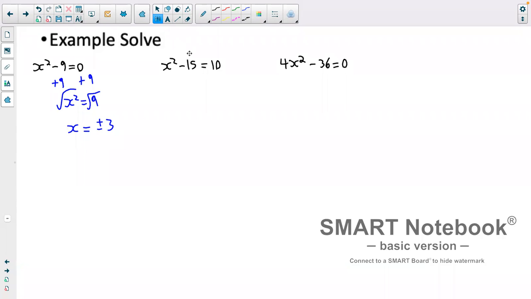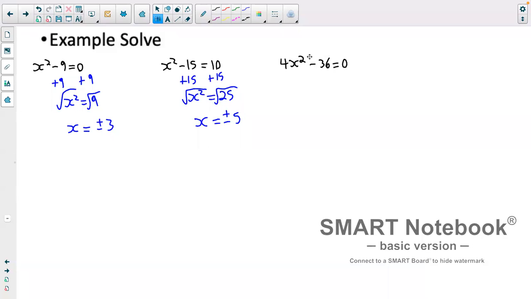Okay, next one, x squared minus 15 equals 10. So I would add 15 to both sides. That gives me x squared equals 25. Take the square root of both sides. So that gives us x is equal to plus or minus 5.